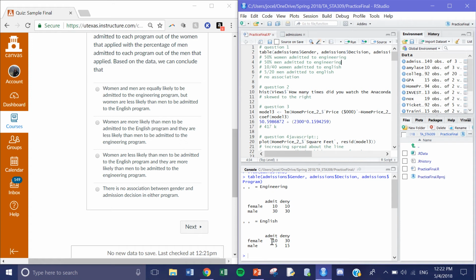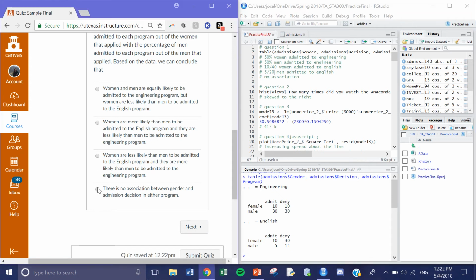Then we can look at the same for English. 10 out of 40 were admitted to English for women, and 5 out of 20 men were admitted to English. So that 10 out of 40, 25%, and 5 out of 20 is also 25% admittance to English. So there's no association between gender and admission decision. Gender is independent of admission decision because no matter what gender you are, it's the same chance that you'll get into each program.